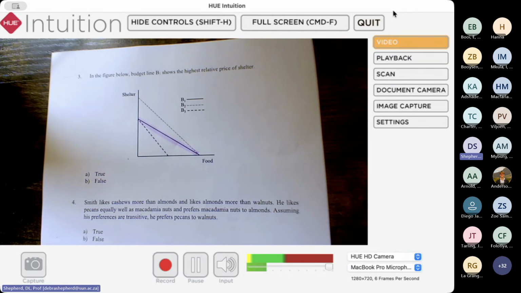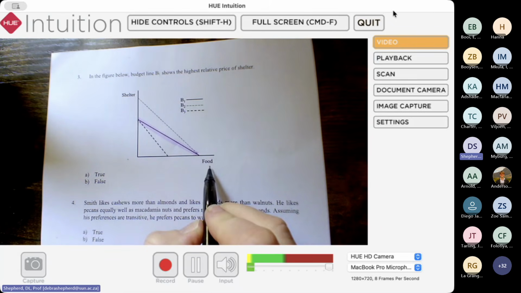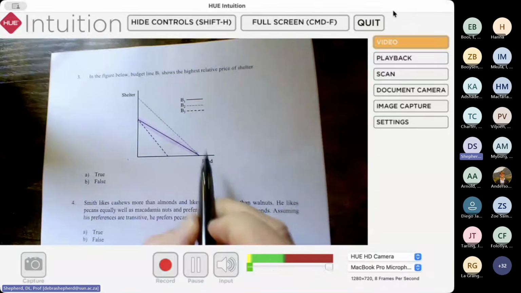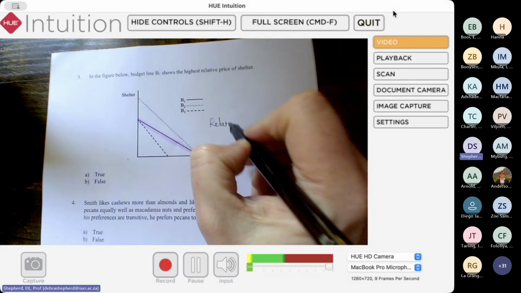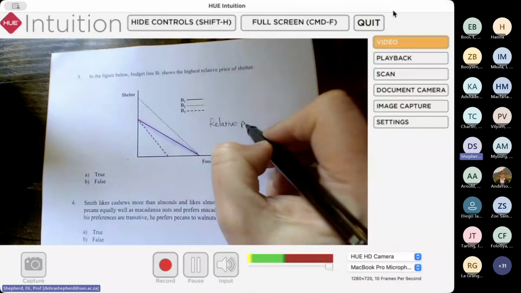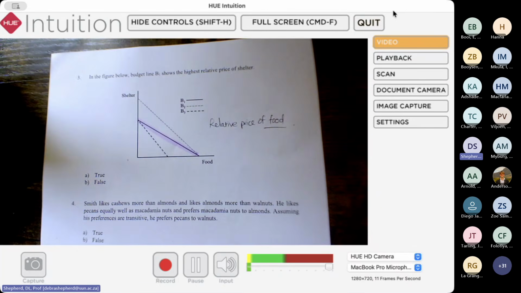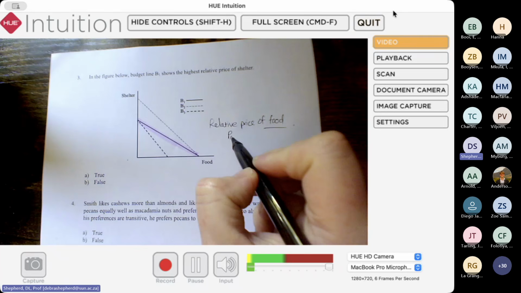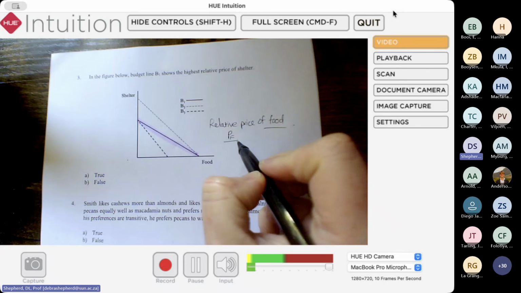Why that is important to recognize is because the slope of the lines in this picture, as they're plotted with food on the x-axis and shelter on the y-axis, represents the relative price of food. So when we plot a budget line, its slope represents the relative price of the good that is on the horizontal axis. I would calculate the slope of these budget lines using the price of food divided by the price of shelter. So that tells me that B1, the line that I've highlighted in purple, represents the cheapest relative price of food, the lowest relative price of food.